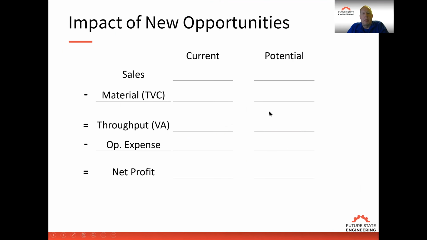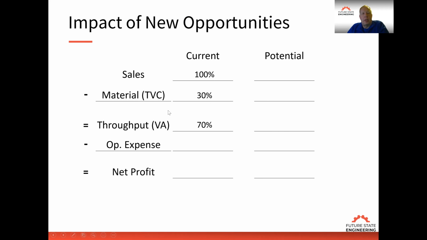To understand this a little bit further, we can look at what's the impact of new opportunities on the company. If we understand our current structure, if our sales represent 100%, that's what our current sales are. Now, what's the material content? What we want to do is identify opportunities that have low material content. If we had a choice between products that have high material content and products that have low material content, we want to go after products that have low material content because there's more leverage there.